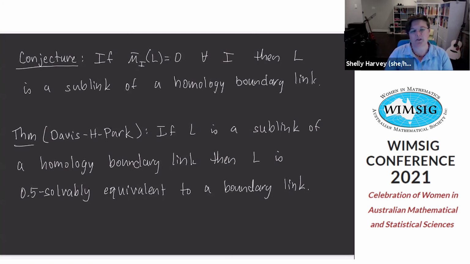So the hope is then we can classify boundary links up to 0.5-solvable equivalence by using Seifert matrices or some moves like we did for knots, and then be able to understand the 0.5-solvable equivalence, which is a weaker concordance, but still tells you a lot more than we already know.